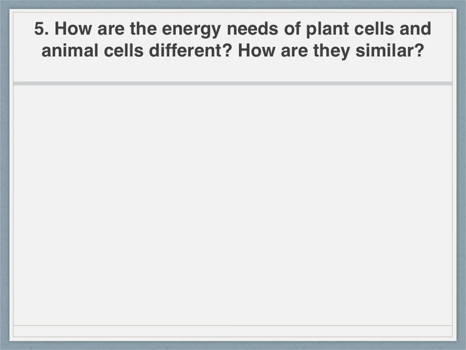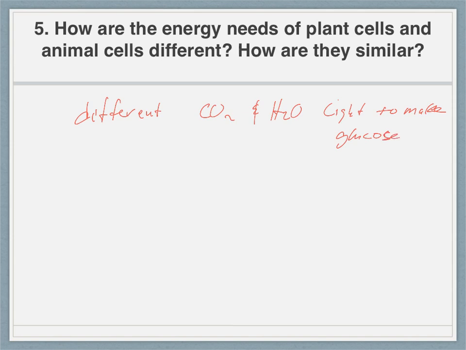How are the energy needs of plant cells and animal cells different, and how are they similar? So first, they're different in that plants are taking in CO2 and water with light energy to make food, right? To make food in the form of glucose, which then can get broken down in their mitochondria to produce ATP.